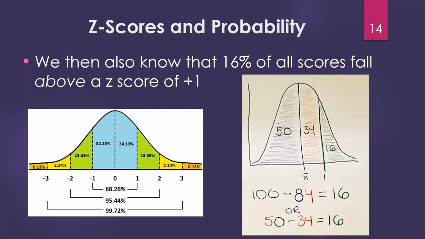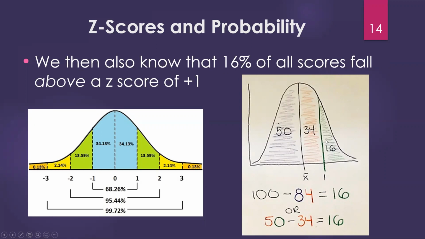This also indicates that 16% of all scores fall above a z-score of 1. So if we're looking at what we just did with this 50 plus 34, how would we know the likelihood that any given value would be above a z-score of 1? There are a couple of ways to figure that out. We know that 100% of all values are under this curve in the distribution, 100% is everything. All values underneath here is 100%. And we took out this chunk that we just figured out, this 84. 100 minus 84 would leave us 16% of all values here.